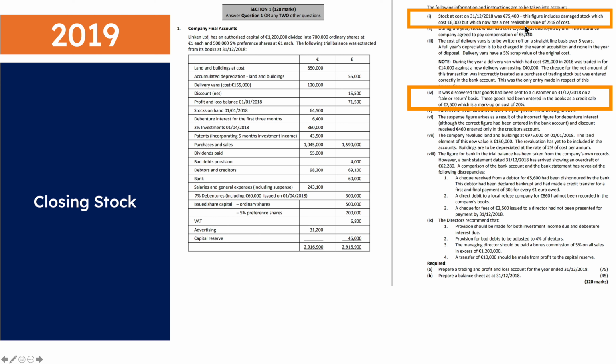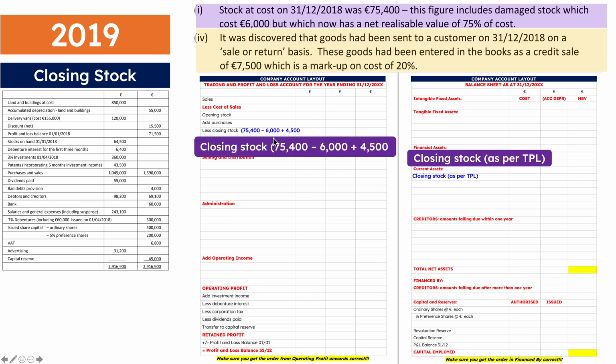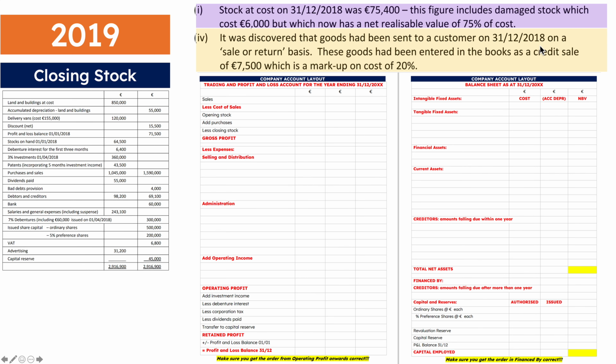So closing stock, 75,400 minus 6,000 plus 4,500 in the TPL, and then in the balance sheet, closing stock as per TPL there. And number 4, it was discovered that goods had been sent to a customer on the 31st of the 12th, 2018 on a sale or return basis. These goods have been entered in the books as a credit sale of 7,500, which is a markup on cost of 20%.